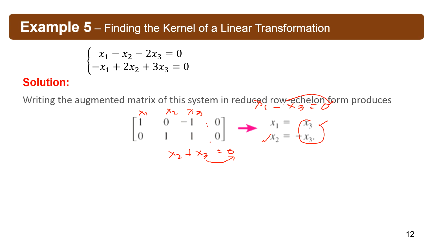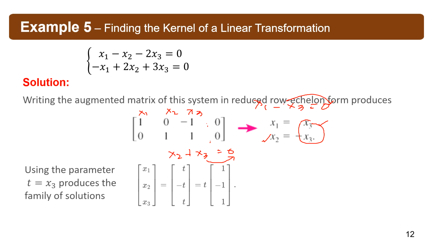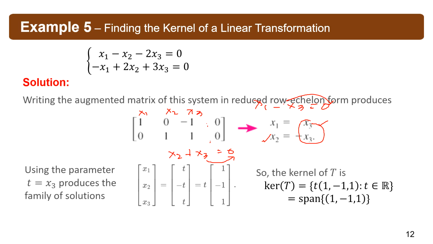Okay, so you can see here that your x sub 3 is your free variable, so you let this be equal to t. So we substitute now to x sub 1, x sub 2, and x sub 3. So x sub 3 is t, your x sub 1 is x sub 3, which is t, and x sub 2 is negative x sub 3, which is negative t. And from here, the usual thing that we do, we factor out t, and then we have 1, negative 1, 1. All right? So that is now the kernel: t of 1, negative 1, 1. Meaning that's the span, okay? 1, negative 1, 1.